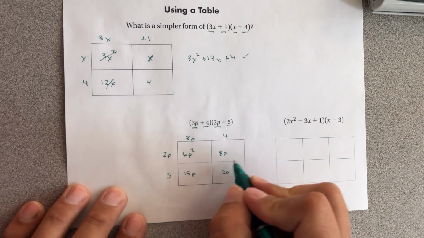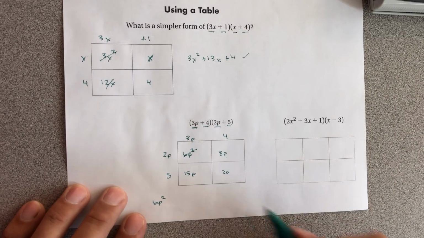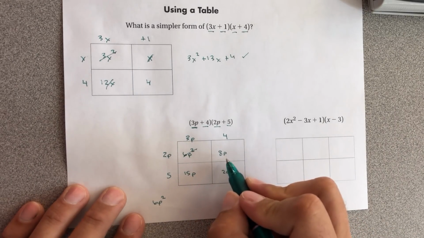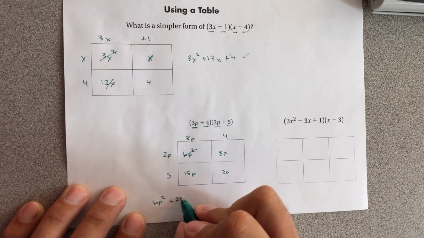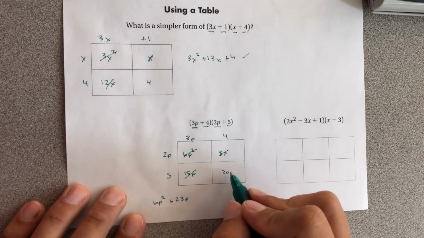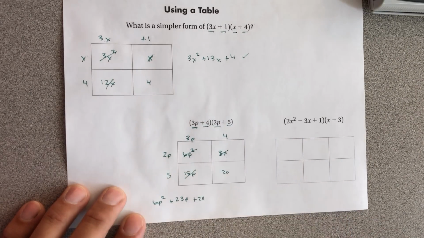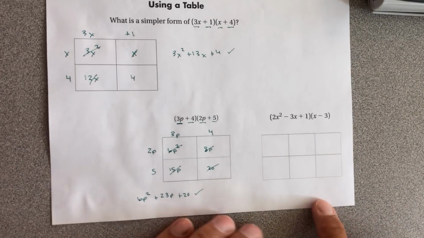So 6p squared, there's no other p squareds. So 6p squared. Now I have 15 p's and 8 more p's. So that is a positive 23p. And then I have 20, which is just a positive 20. And I'm done. Okay? Third example.